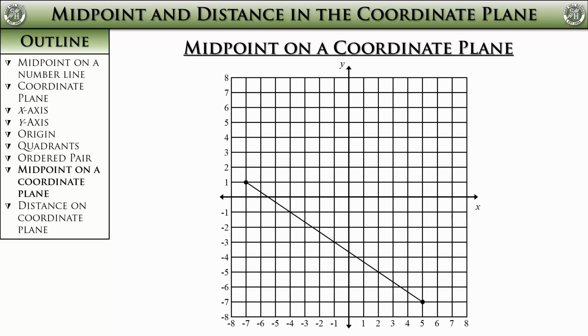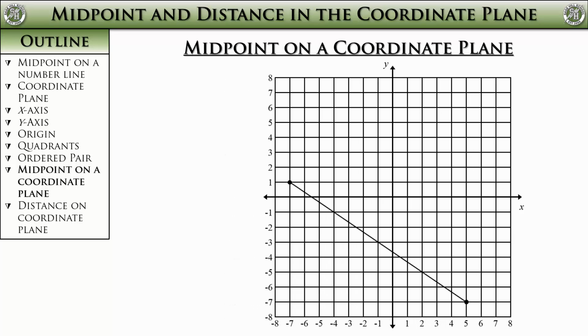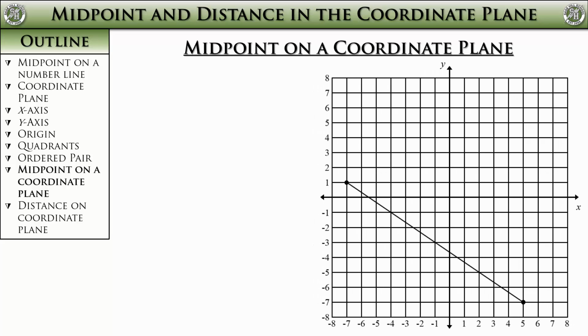Here I have a coordinate plane with a line segment drawn in. First, I need to move my coordinate plane over a bit so that I have a little more room to work with. On this line segment we have 2 endpoints. We need to know the coordinates of those endpoints, so you should be able to do this on your own, but the first one is -7 on the x-axis and 1 on the y-axis, so we have (-7, 1). For the other one I've got 5 on the x-axis and -7 on the y-axis, so I have (5, -7).